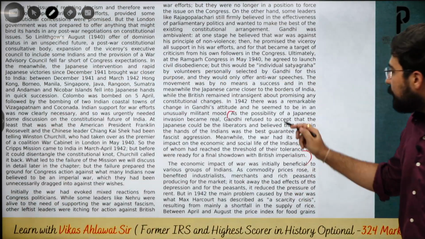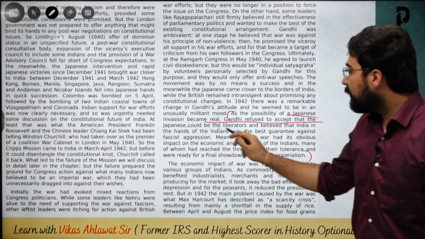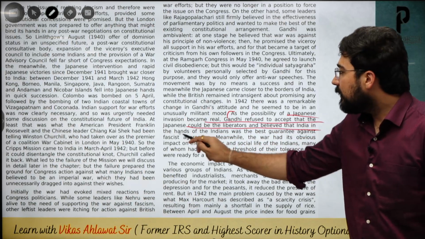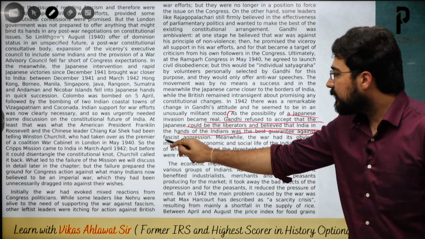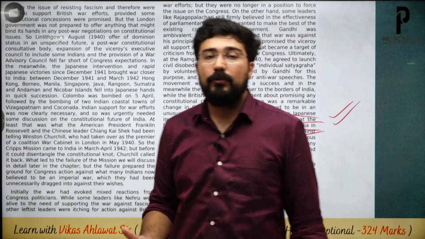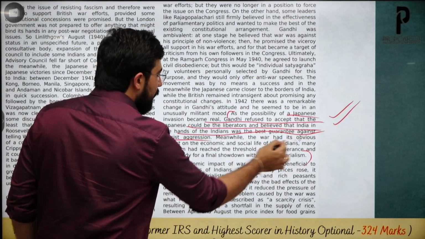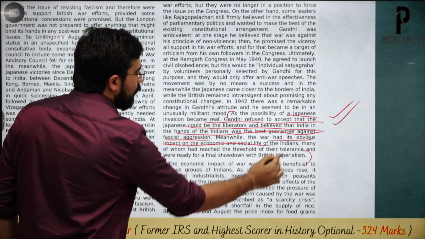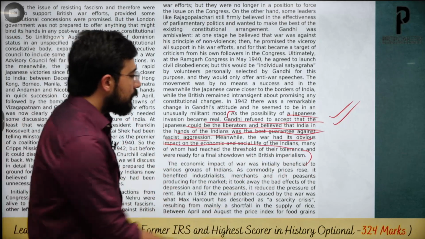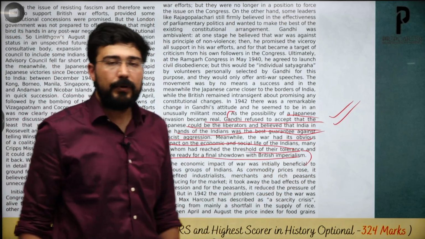Okay, so as the possibility of a Japanese invasion became real, Gandhi refused to accept that the Japanese could be the liberator and believed that India in the hands of Indians was the best guarantee against fascist aggression. Why did Gandhiji come into this militant mood? The reason was, number one, the Japanese were approaching. Second, the war and its obvious impact on the economy and social life of Indians, many of whom had reached the threshold of their tolerance and were ready for a final showdown with British imperialism.